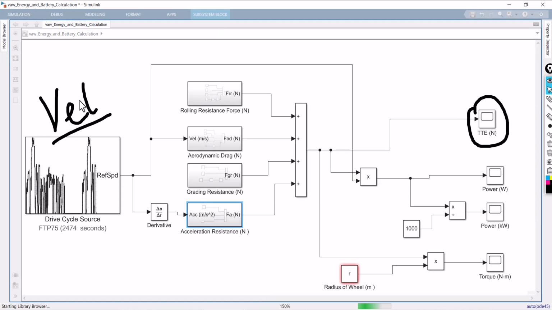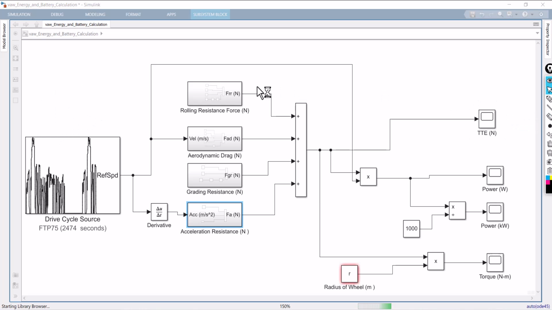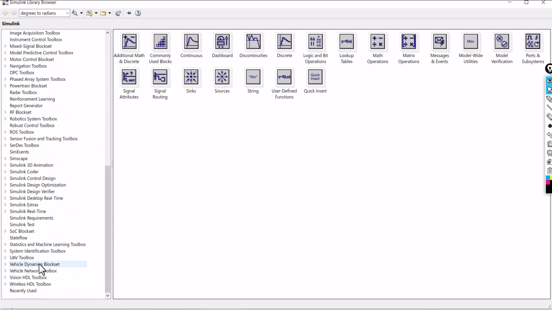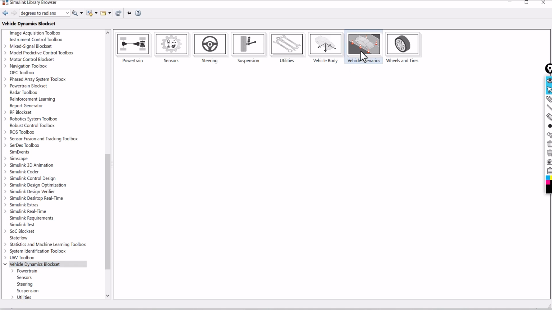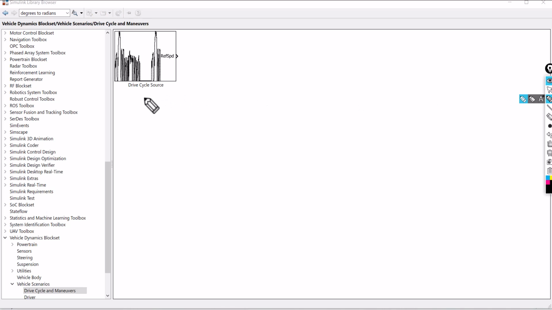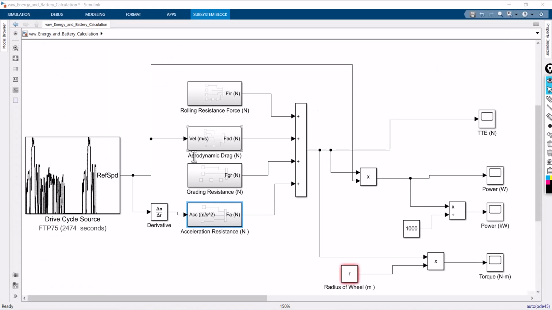Go to the library browser, go to the vehicle dynamics blockset, and there go to vehicle scenarios. There go to drive cycle and maneuvers, where you can find the drive cycle source. This drive cycle source is available only in advanced versions of MATLAB, maybe after 2020 or 2028. Older versions cannot have this drive cycle source.